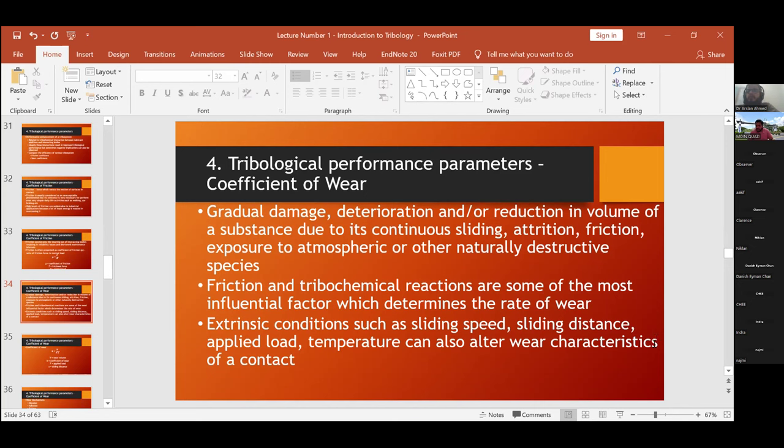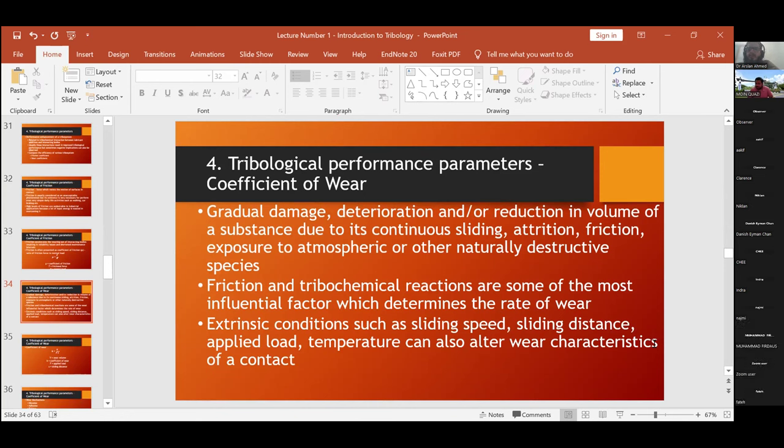There are some intrinsic and some extrinsic factors which affect the tribological pair, or the tribological system. The extrinsic factors include the sliding speed, sliding distance, applied load, and temperature. These can change the real characteristics of the contact.